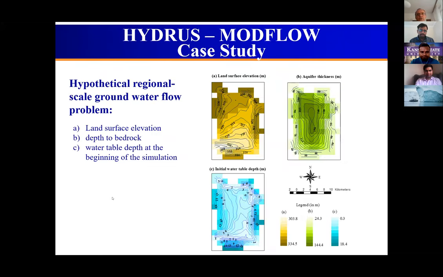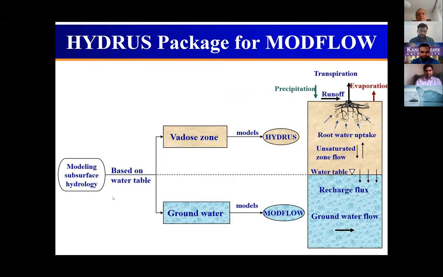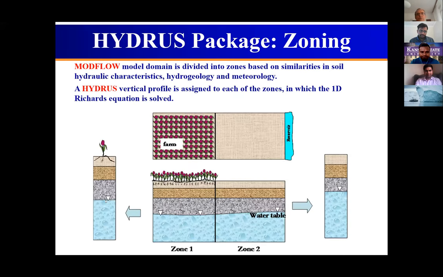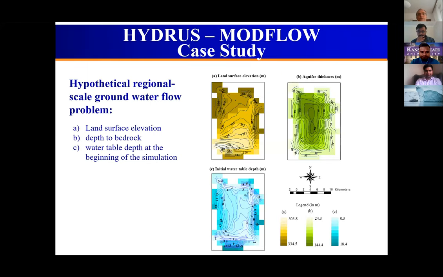And then the recharge, we would send the information about the recharge to MODFLOW. And then MODFLOW would do its own calculation, and it would calculate where the groundwater level is. And it would send that information to HYDRUS, right? And obviously, you could make it more complex.